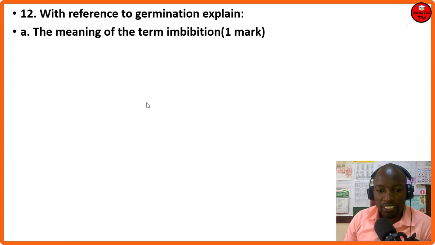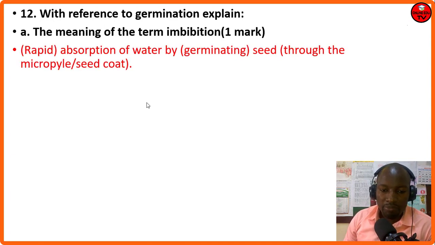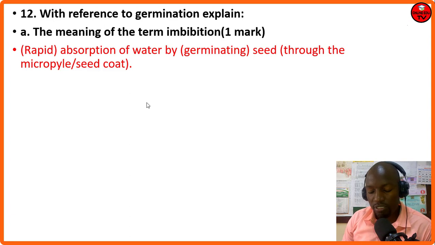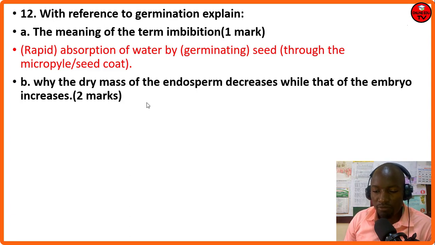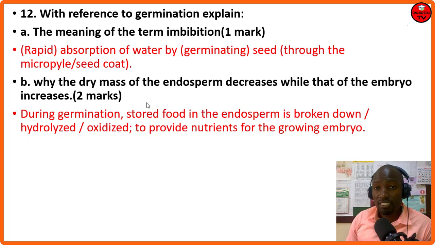With reference to germination, explain the meaning of the term imbibition. That is the rapid absorption of water by the germinating seed through the micropyle, or what we call the seed coat. Why does the dry mass of the endosperm decrease while that of the embryo increases? Now, during germination, the stored food in the endosperm is broken down. You can say broken down or hydrolyzed or oxidized to provide nutrients for the growing embryo.